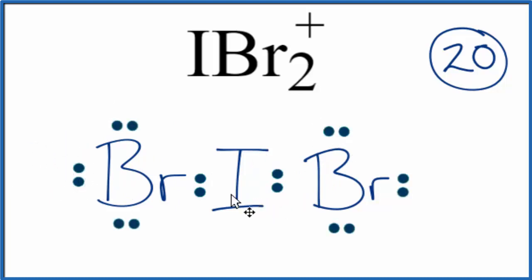At this point, we've used 16 valence electrons. Each bromine has an octet, but the iodine doesn't. So we're going to put the remaining 2 electrons here on the central iodine atom. We've used all 20, and everything has an octet. This is a good Lewis structure.